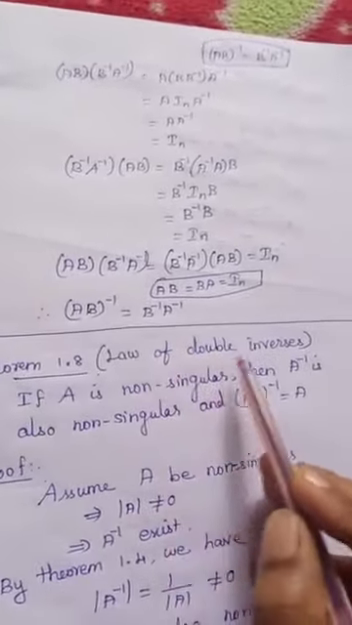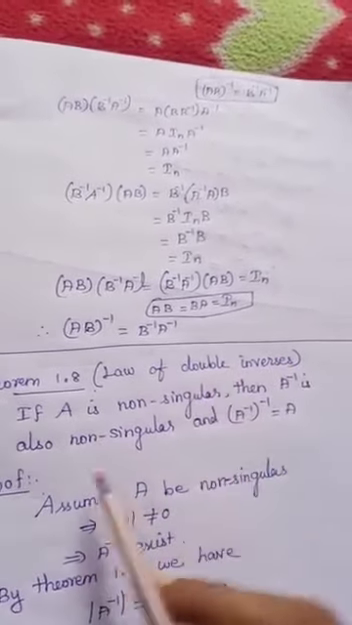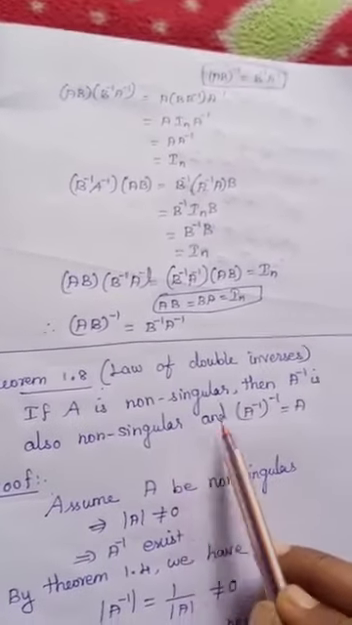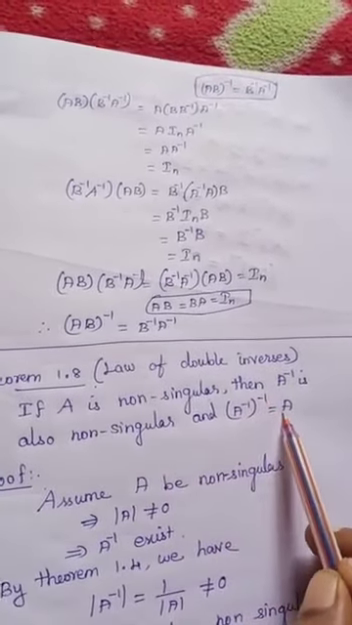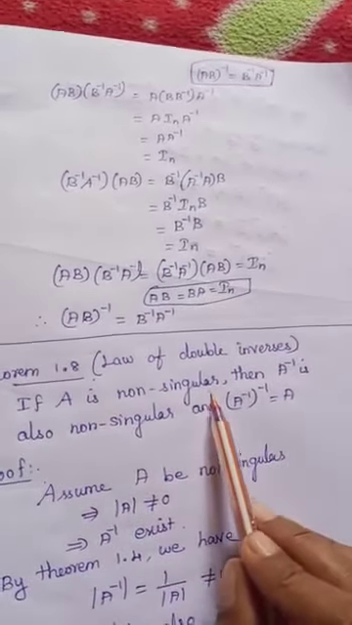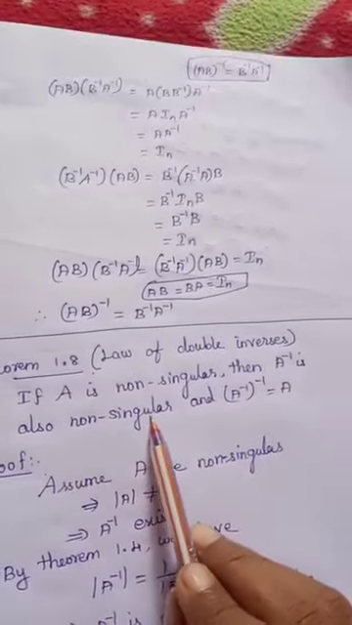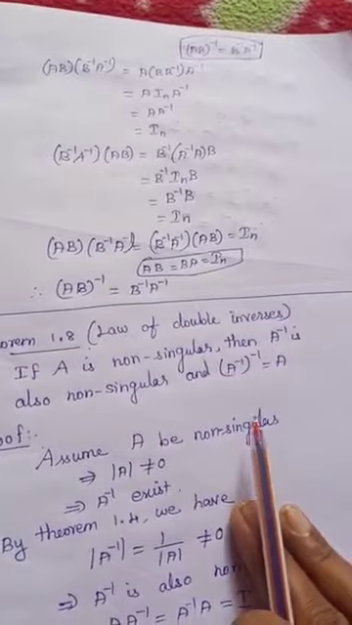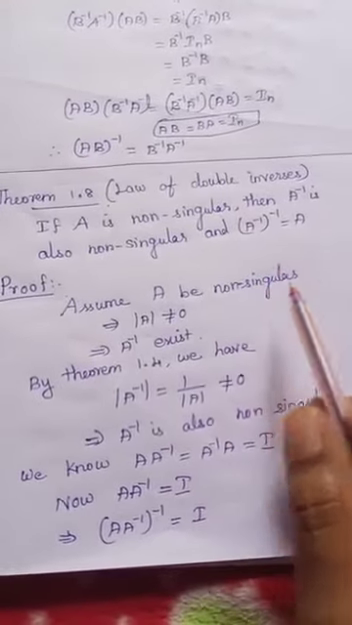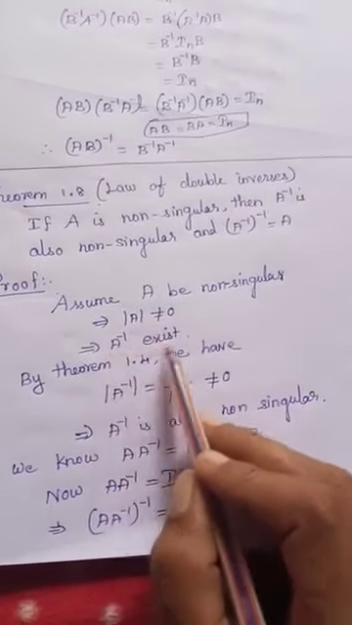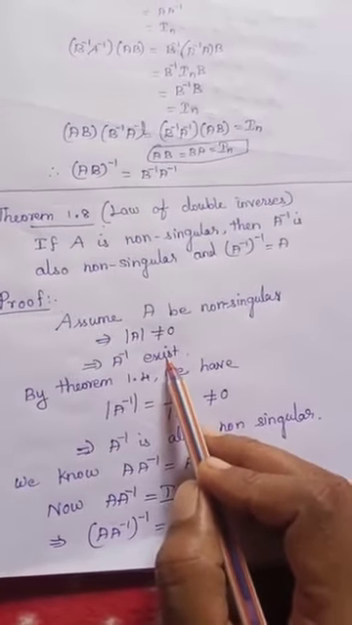That's theorem 1.8, the law of double inverses. If A is non-singular, then A inverse is also non-singular, and A inverse the whole inverse is equal to A. So, what are the things we need to prove? If A is non-singular, then A inverse is also non-singular, and A inverse the whole inverse is equal to A. See, assume A is non-singular. Non-singular means what are the things that will be there? Determinant A not equal to 0, then automatically A inverse exists.